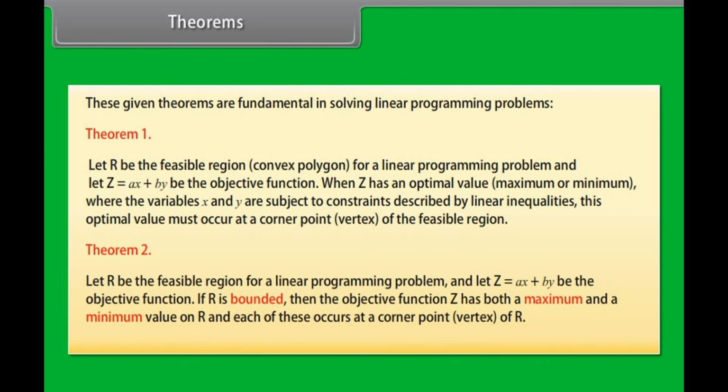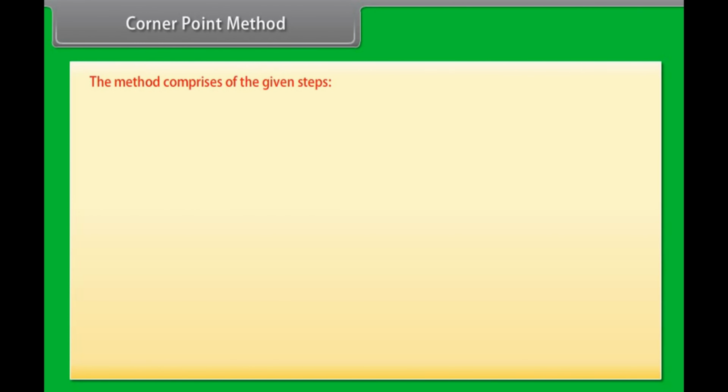Theorem 2. Let R be the feasible region for a linear programming problem and let Z equals ax plus by be the objective function. If R is bounded, then the objective function Z has both a maximum and a minimum value on R, and each of these occurs at a corner point vertex of R. Corner point method. The method comprises the given steps.